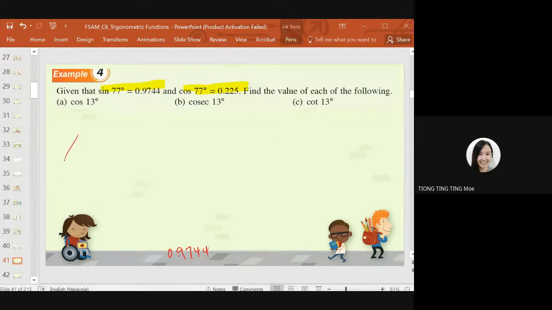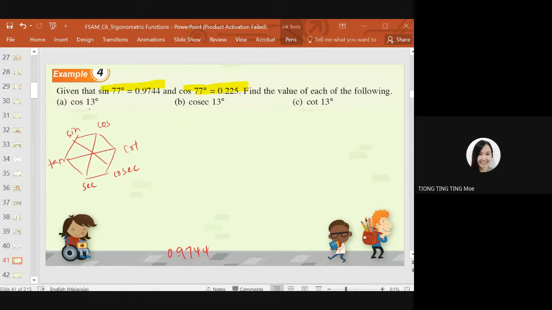The first step, you can draw your hexagon first. It won't waste you so much time. Draw your hexagon. Tangent. Tangent equals sin over cos. Cotangent, cosecant, secant. Okay, we draw first.